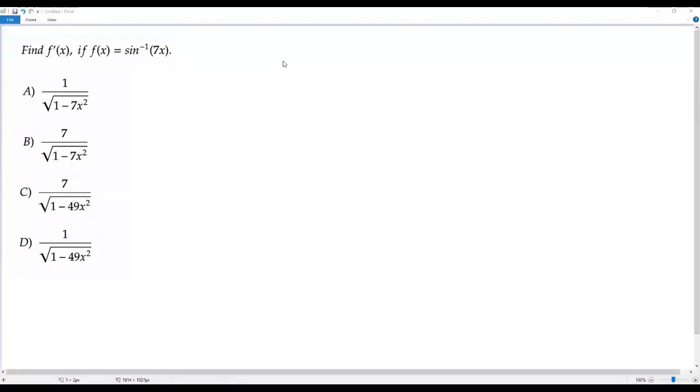Here we have an AP Calculus AB problem. Let's go through the information. Find f prime of x if f of x equals sine inverse of 7x. So here we have a function f of x that is equal to sine inverse of 7x, and we have to find the first derivative of this function, that is f prime of x.